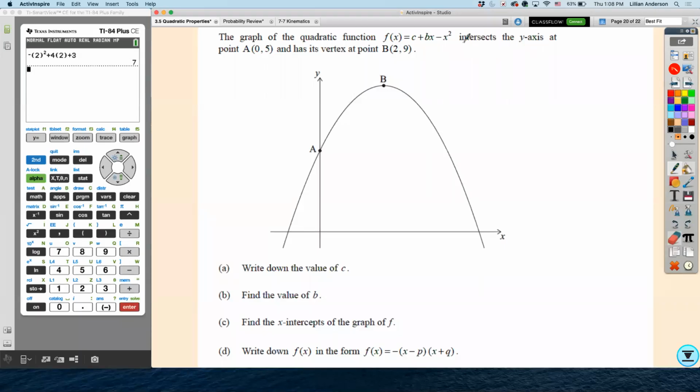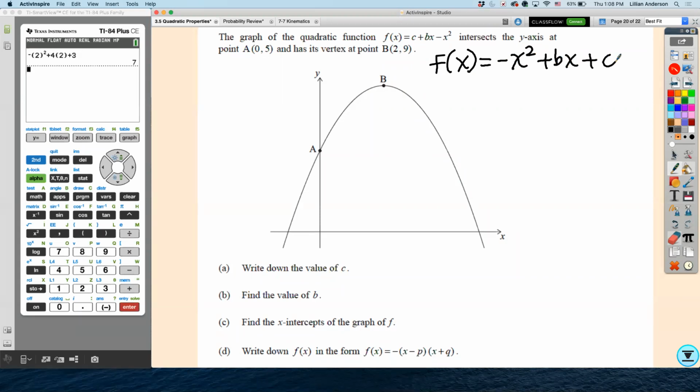The graph of the quadratic function f of x equals c plus bx minus x squared intersects the y-axis at (0, 5) and has a vertex of (2, 9). Here's another one that's written backwards. You don't have to keep it in that backwards format. You can write it the right way. If I wrote it the right way, how would it go? -x squared plus bx plus c.